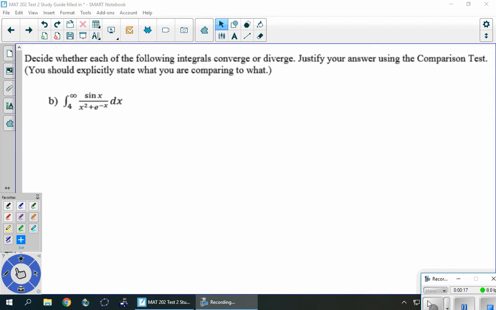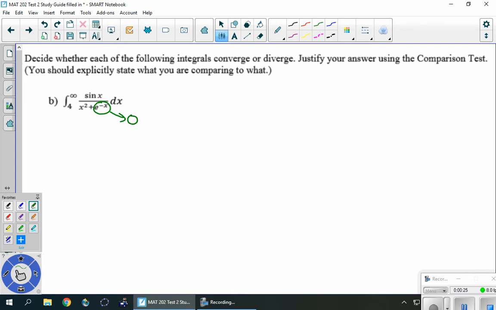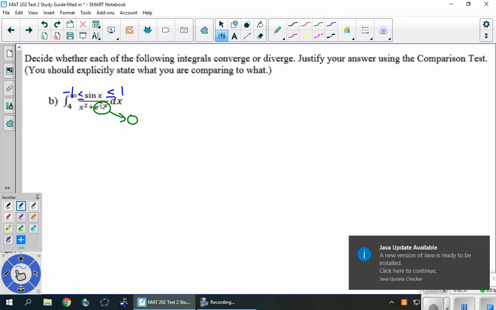So first, let's think about this intuitively. When x goes to infinity, this e to the minus x goes to 0 very quickly. So my intuition is that that part isn't going to be the thing that makes or breaks this integral. Sine of x, I know, bounces between -1 and 1, so I feel like I'm not really going to be using the sine of x. I think it's the x squared on the bottom that is the most important piece of this improper integral.